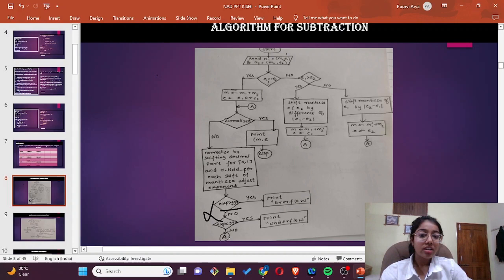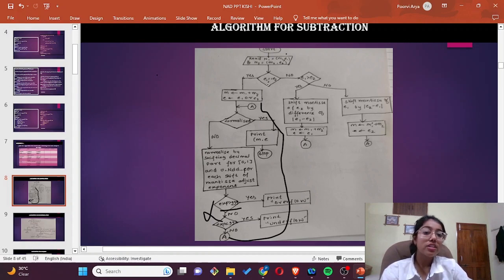What is A here? A leads us back to this point. When A brings it back to normalized, we check again if this is normalized or not. When it is normalized, we print it. If it is not, then again we follow the same procedure.